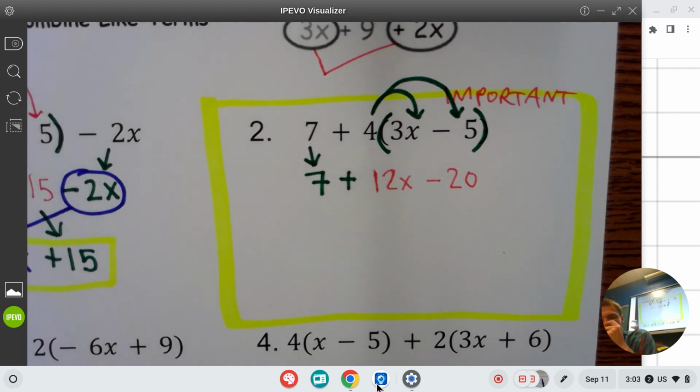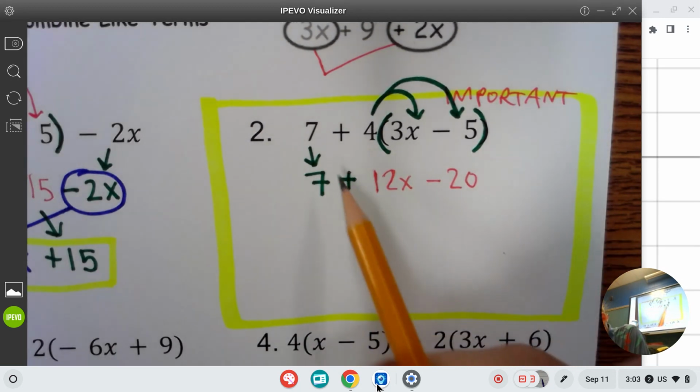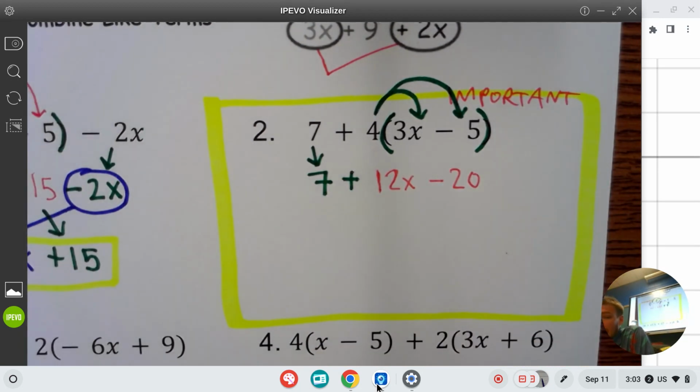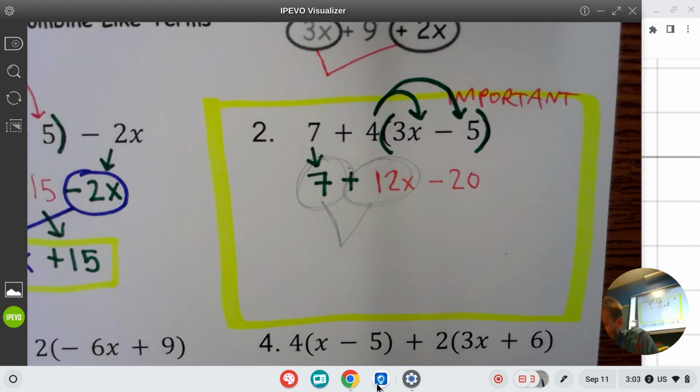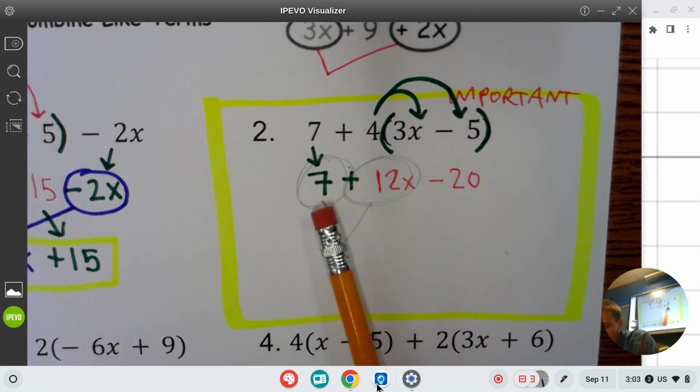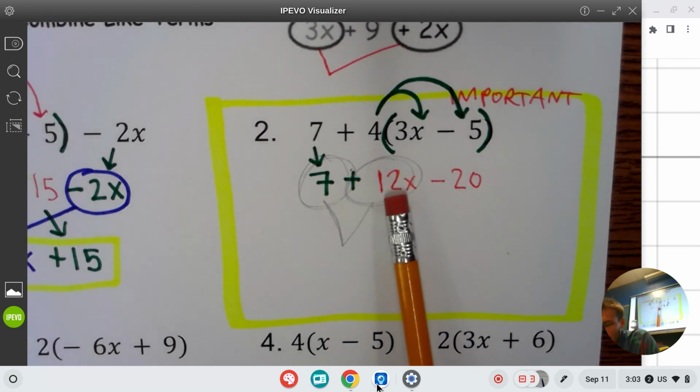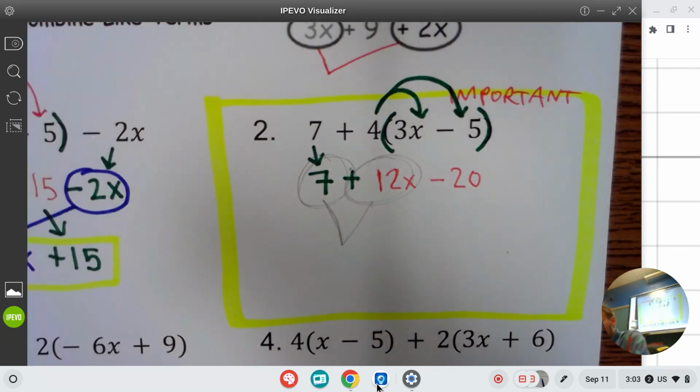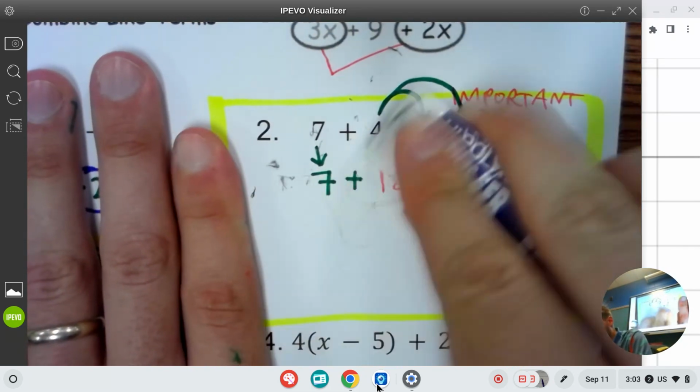Which of them are like terms? You're correct. I had a lot of people in my first period class, and this is Monday at 9 a.m., guys, so give them a break. A lot of them were doing this. They said, Mr. Collier, these answers are all wrong. And I was like, I don't think it's the answer, buddy. Does the 7 combine with the 12? No, of course not. So, you guys were correct.